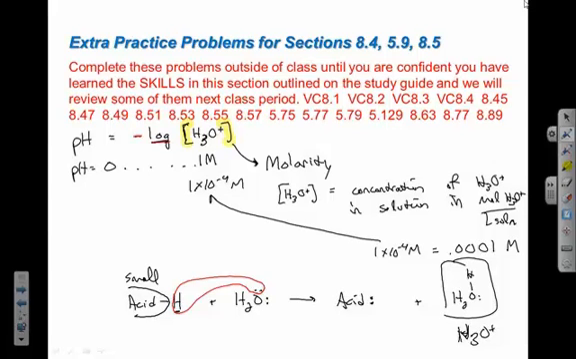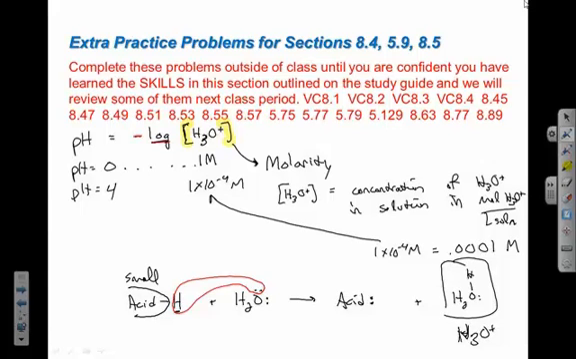The log of 10 to the 7th is 7. So if I have 1 times 10 to some number, and I take the log of that thing, I end up with the power as my answer. So this would be a pH of 4, right? Because the log of 10 to the minus 4th is negative 4. So the negative log of 10 to the minus 4, I have the two negatives multiplied together, so I get a pH of 4. And so calculating pH is pretty straightforward if I know the molarity of the H3O plus.